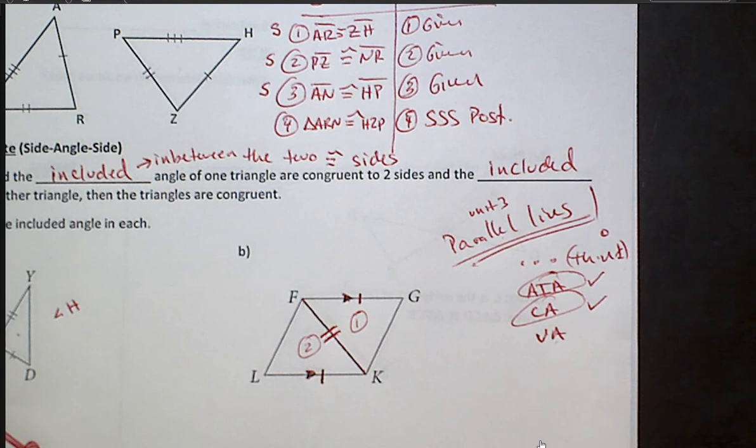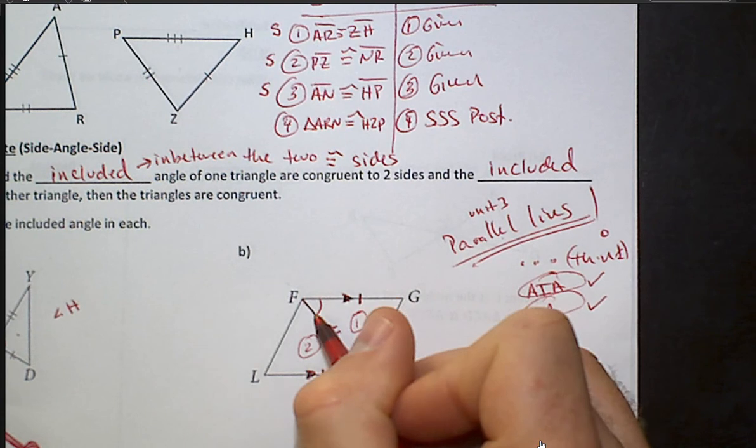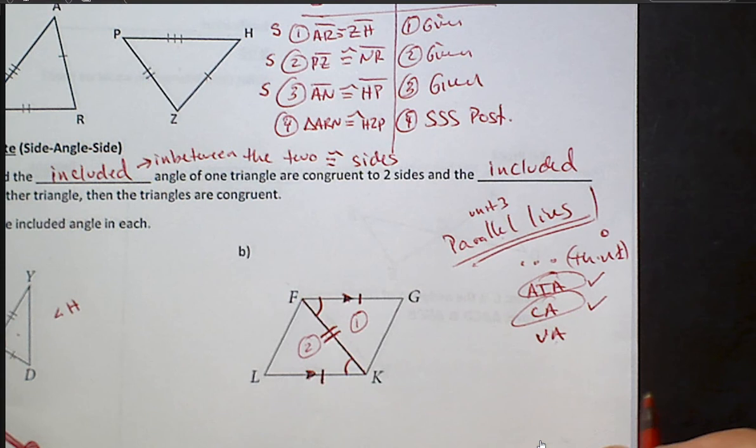So where's the included angles? Well, because these lines are parallel, this is your transversal, right? And right here, and right here, all right? And those are congruent because of AIA, alternate interior angles. And these two triangles are congruent by side, look at my pen, side, angle, side. Top triangle, side, angle, side.